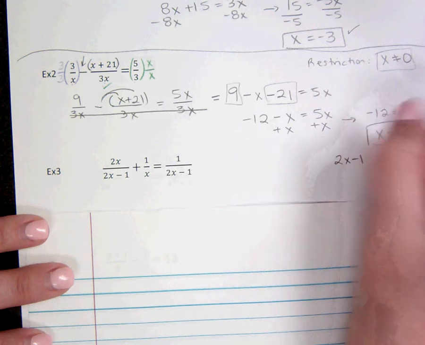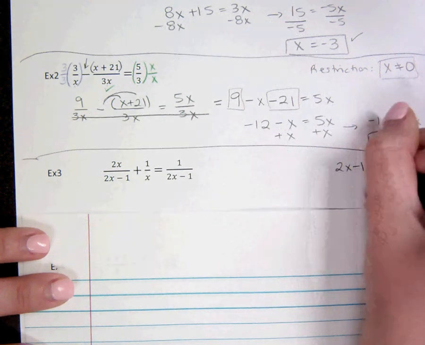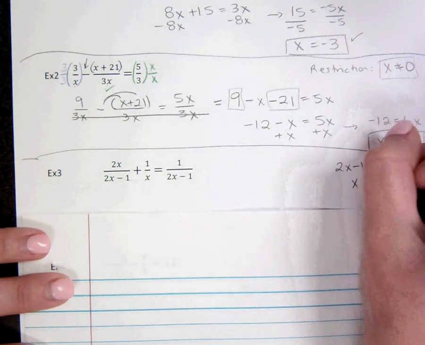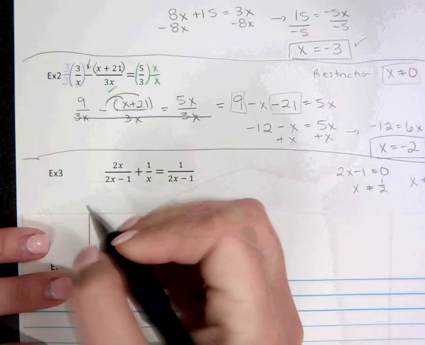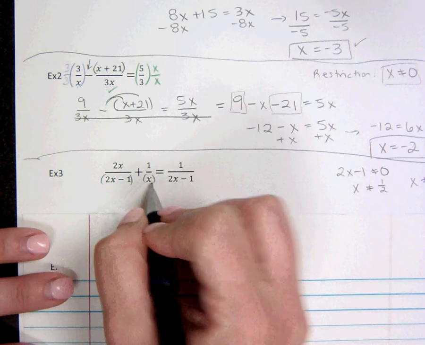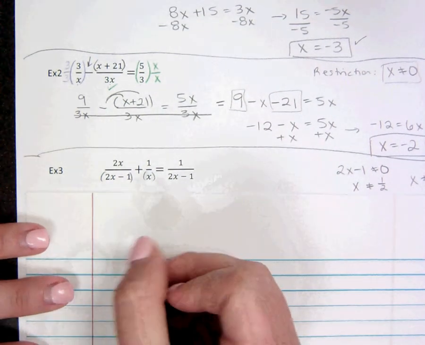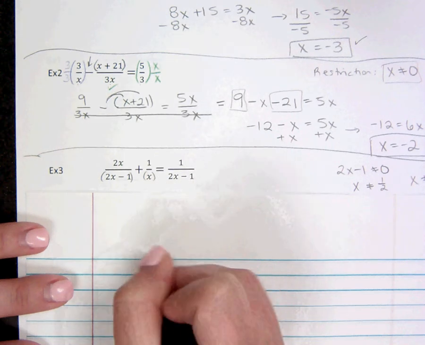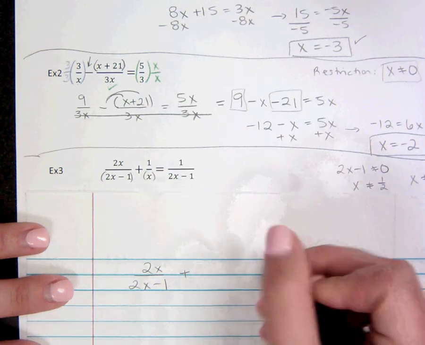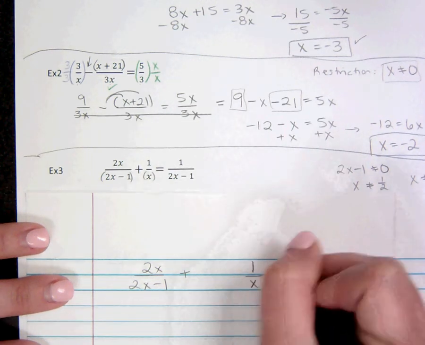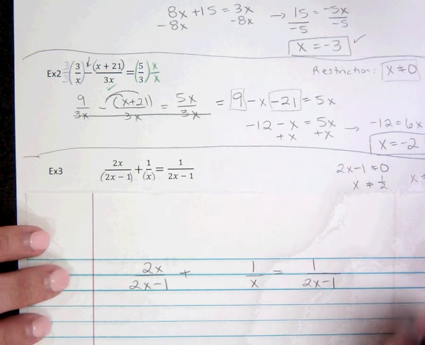We know 2x minus 1, let me draw a line so we can follow it. 2x minus 1 cannot equal 0, which means that x cannot equal 1/2, and x cannot equal 0. So this is one restriction, and that's another. I'm going to work this on my scratch paper so I have more space. I have 2x over 2x minus 1, plus 1 over x equals 1 over 2x minus 1.